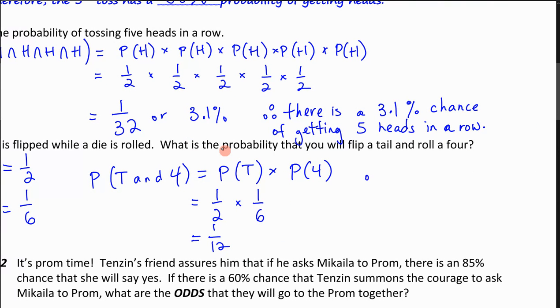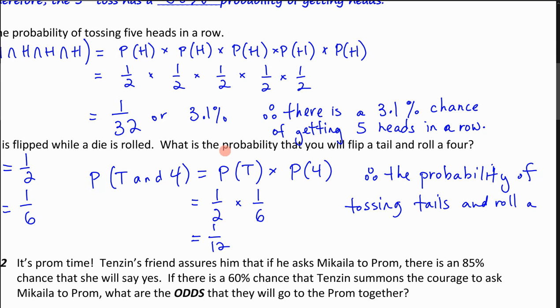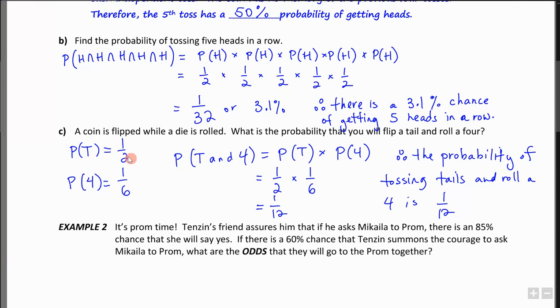So therefore, the probability of tossing tails and rolling a 4 is 1 out of 12. The thing to keep in mind is that these are independent events. Flipping a coin and rolling a die are independent events. I'm not saying one depends on the other. These are completely independent. So if I want to find the probability of rolling tails and a 4, I can easily just multiply each individual probability like we just did here.